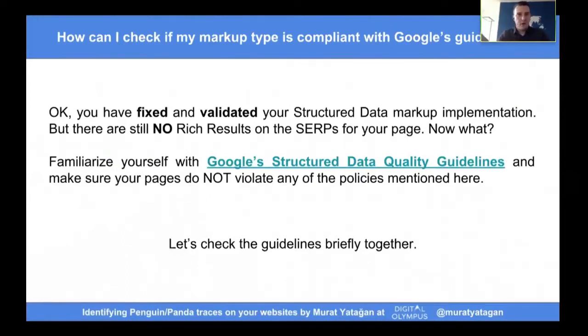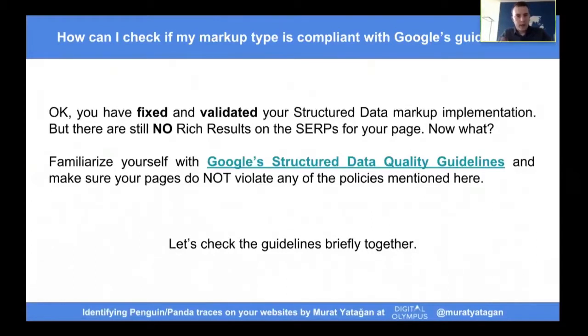So the first thing has been checked, the first reason, because you remember there are three reasons. The first one was the technical reason, and you can fix and validate all these by using the tools that I just mentioned. The second thing was about the markup type. If you are using the wrong markup type that violates Google's guidelines regarding structured data, then of course Google will not allow your page to produce any rich results on the SERPs.